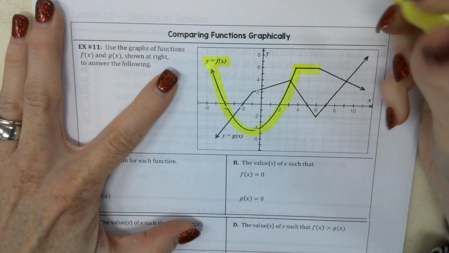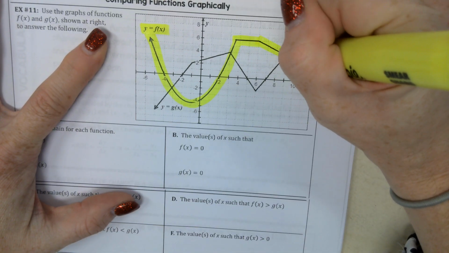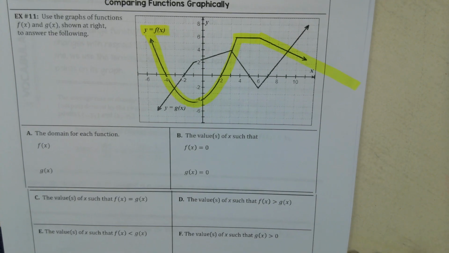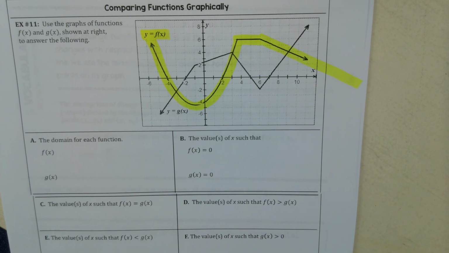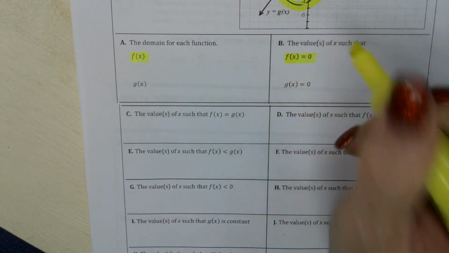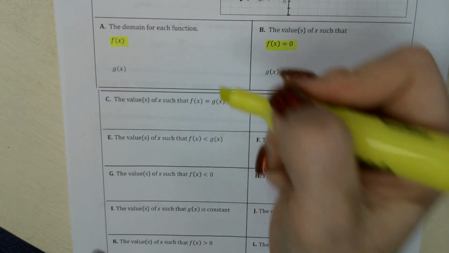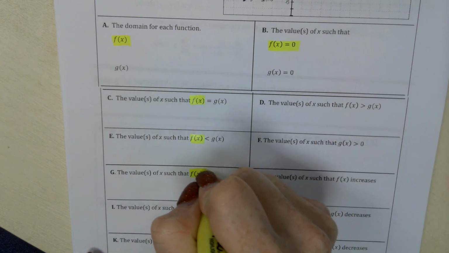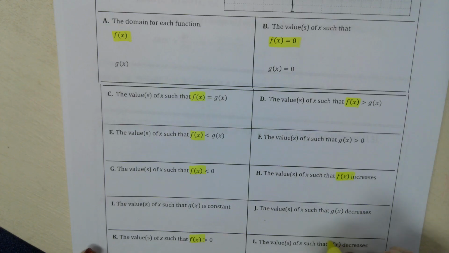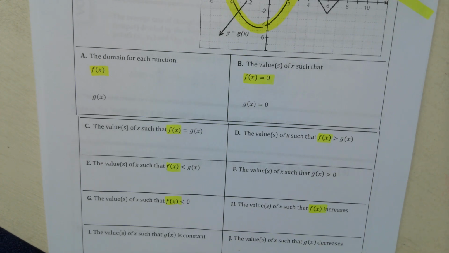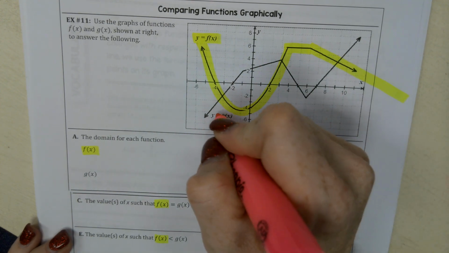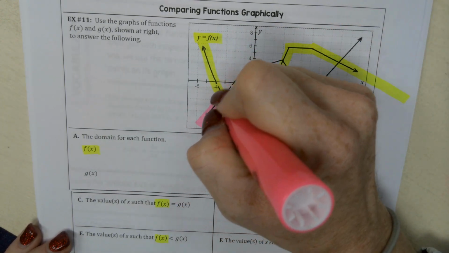Okay, I'm going to highlight the whole thing yellow, and actually I'm going to continue this off to the right hand side, and I'll show you why in a moment. Everywhere that it says f of x down here in my problems, I'm going to highlight f of x because I need that to be a visual standout for me. And then everything g of x, I'm going to make pink.